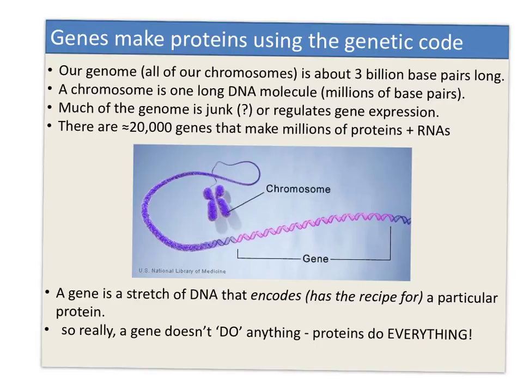Our genome, all the chromosomes, is about 3 billion base pairs long. So a chromosome is millions of base pairs long. Much of the genome was thought to be junk, and some still is. They can be like transposons, which are DNA sequences that can copy themselves throughout the genome, or pseudogenes that were genes that were functional once but aren't anymore. But there's about 19 or 20,000 genes that actually code for proteins. And that's about 2% of all the DNA.